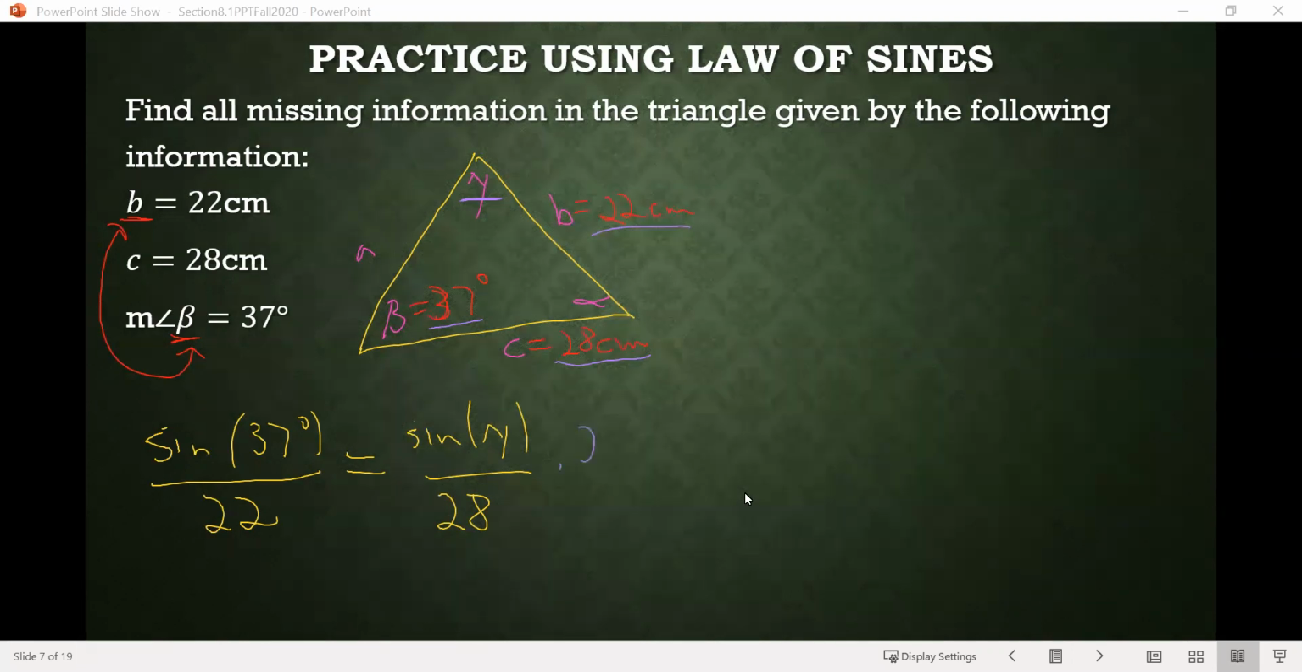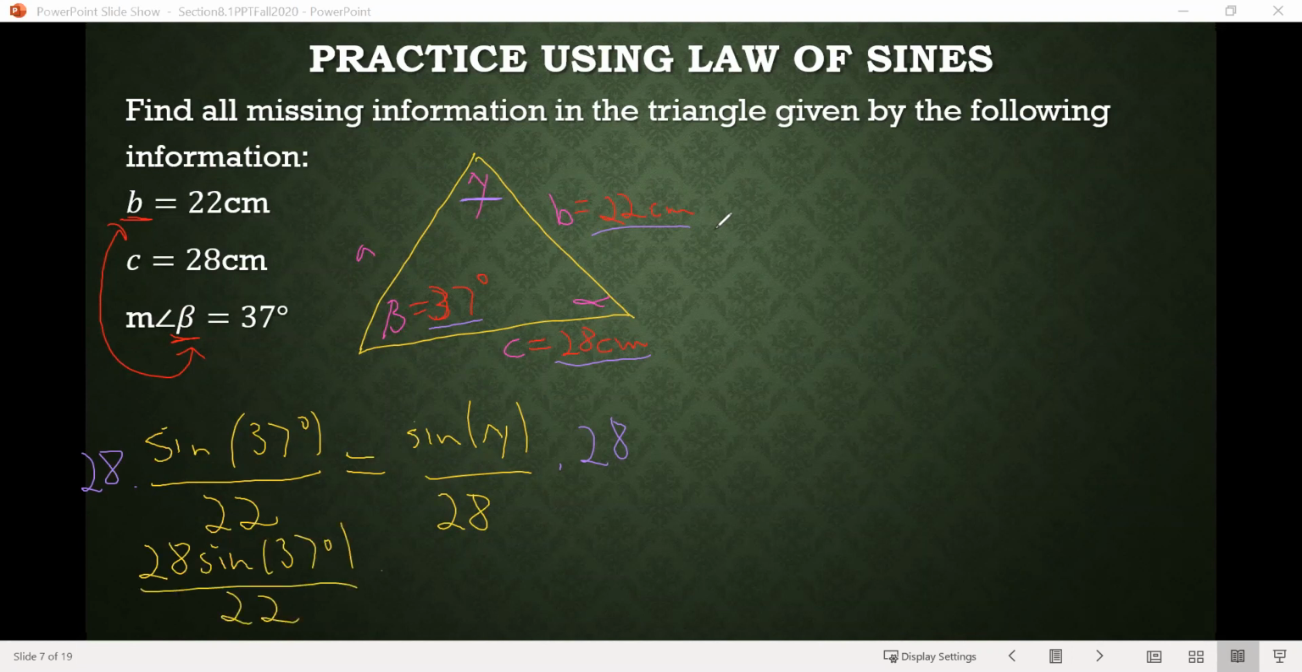We'll do that by first isolating the sine of gamma. So we'll multiply by 28 on both sides. Then we will have 28 times sine of 37 degrees all over 22 equals sine of gamma. We don't have to do this, but just to make a point, I'm going to find out what 28 times sine of 37 degrees divided by 22 is. Looks like that would give us 0.7659.